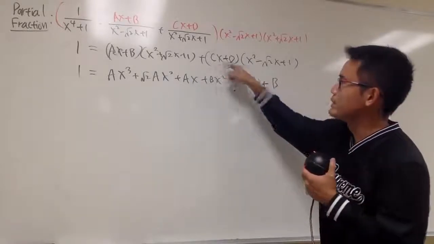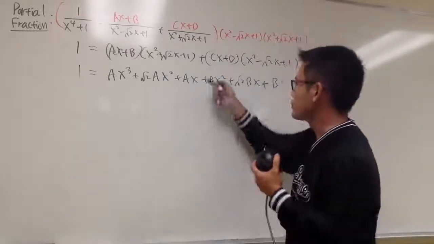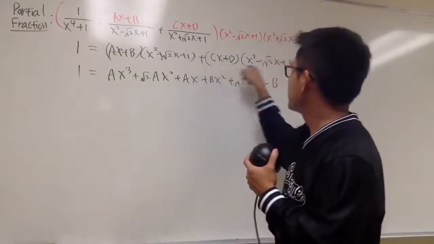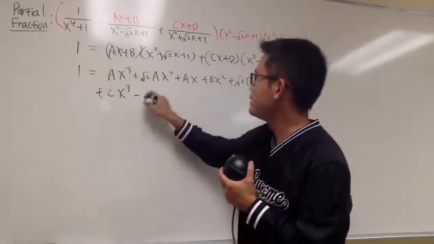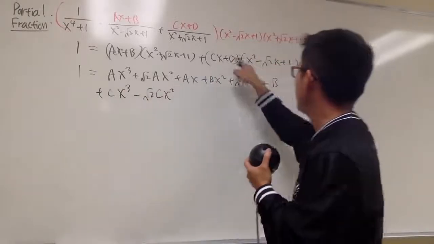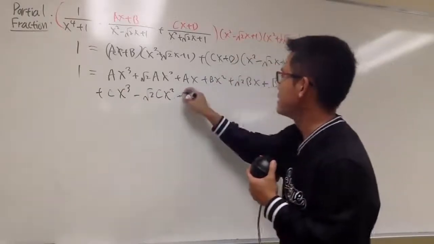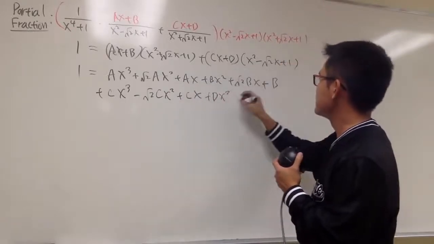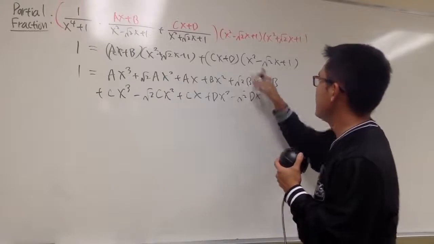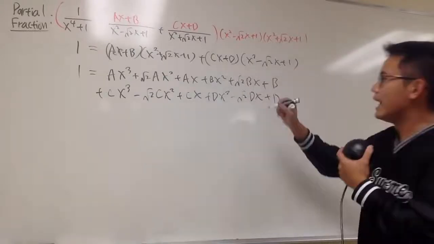And now we'll do this times that, and I'll put it down below here. So you just go ahead and do that. So we have cx times that, which is going to be plus cx to the third power. This times that is going to be minus square root of 2 cx squared. And then cx times 1 is just plus cx. And then this times that is plus dx squared. This times that is minus square root of 2 dx. And then this times that is just plus d. Aha, this is what we have.